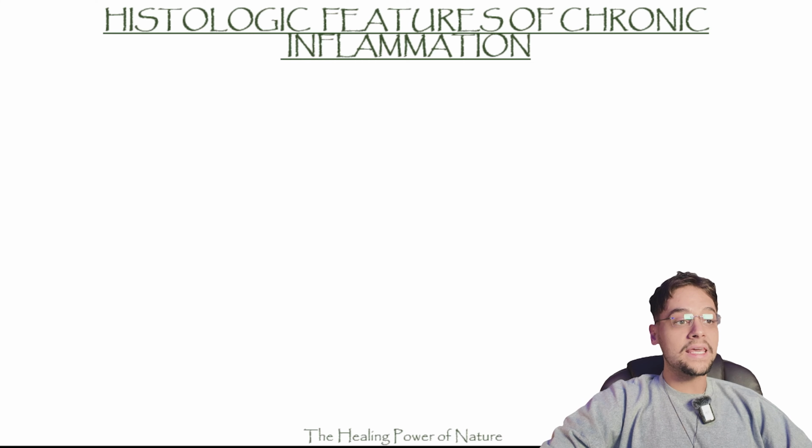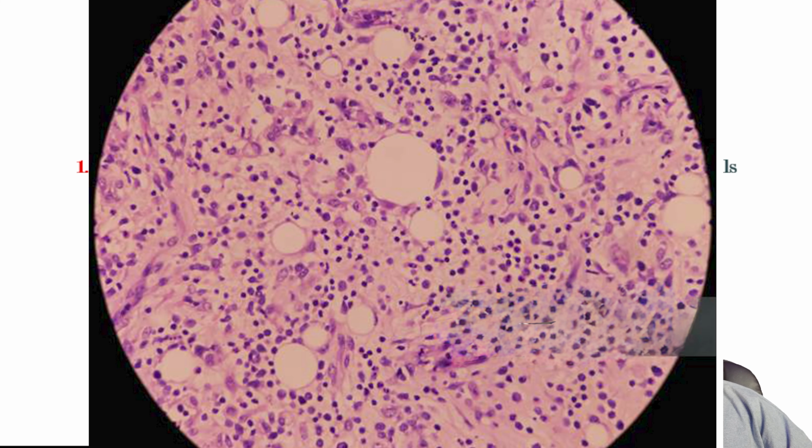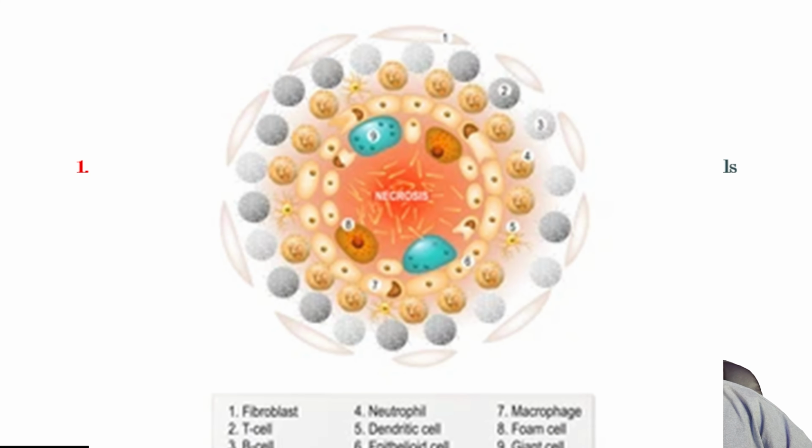So what are the key histologic features of chronic inflammation? You'll see infiltrates of mononuclear cells, lymphocytes, macrophages, and plasma cells. You'll also have tissue destruction, which is mediated by macrophages and T cells, fibrosis and angiogenesis. Granulation tissue forms to heal the damaged area. And also, in some cases, you'll have granulomas. This is where aggregates of activated macrophages, epithelioid cells, surround lymphocytes.